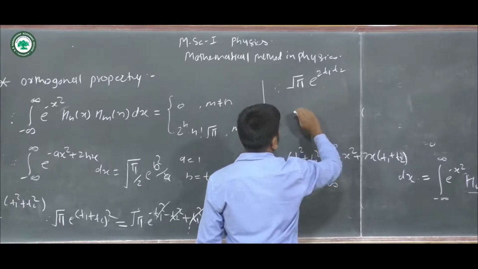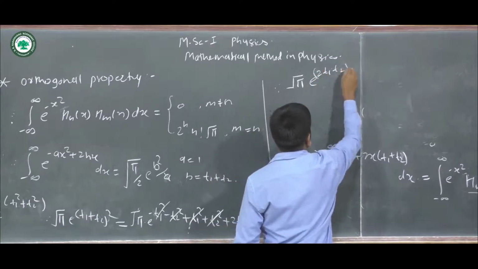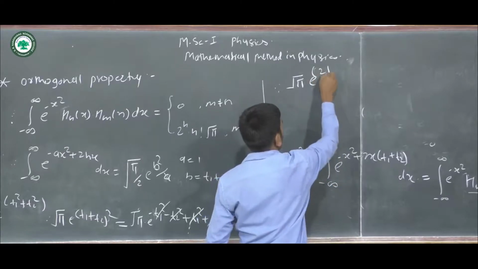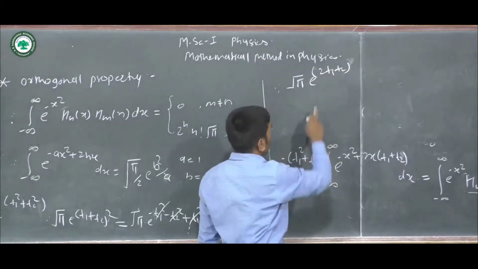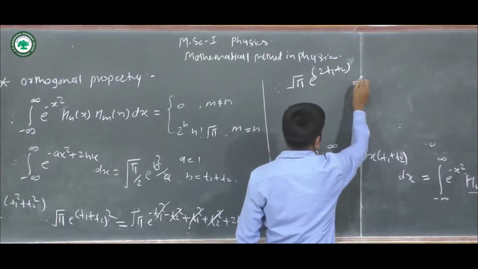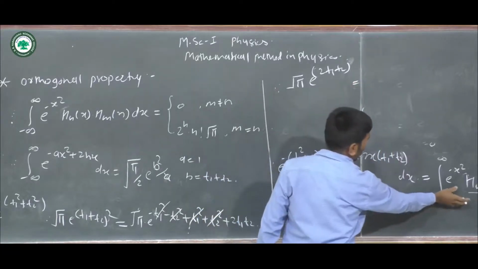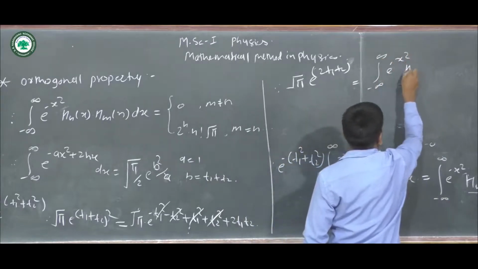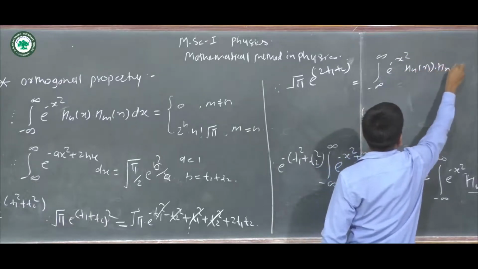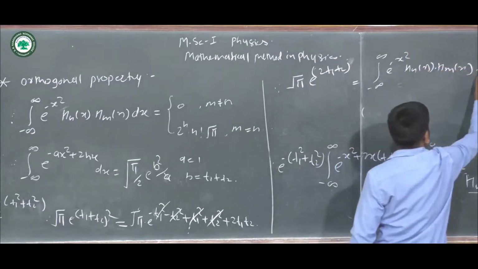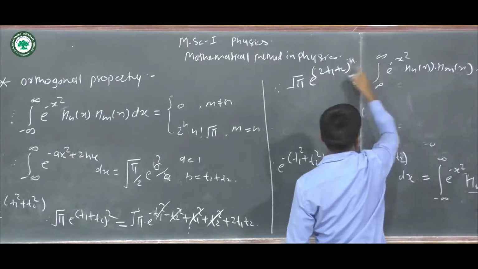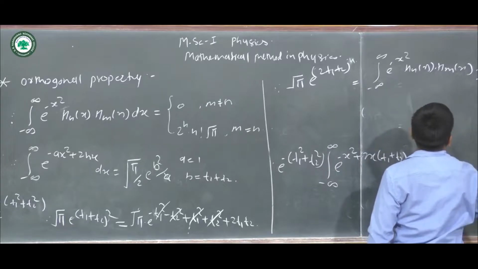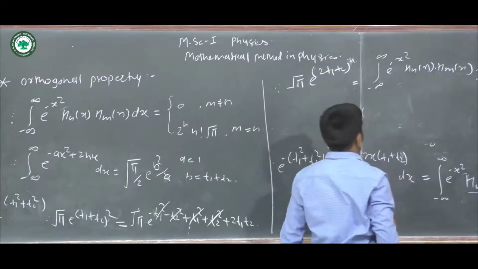So e raised to 2 t1 t2 is equal to this right hand side, so it is the integral from minus to plus infinity of e raised to minus x square H n x into H m x, divided by t1 power n. Here there is a power n, if you consider for the n thing, 2 power n by m factorial into n factorial dx, okay.